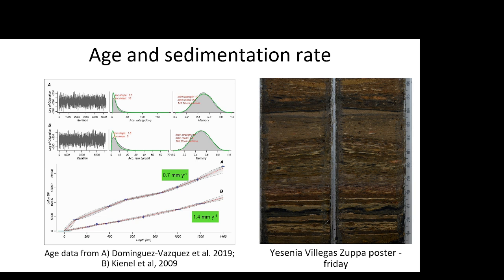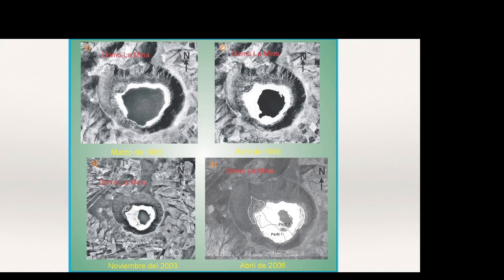Mogel did this age model, and we can see that in the central part of the crater, the sedimentation rate is about 0.7 millimeter per year, while in the margin of the crater, the sedimentation is a little higher, 1.4 millimeters per year. So the oldest age that we have is about 22,000 years, so the start of lake sedimentation started just very fast after crater formation.